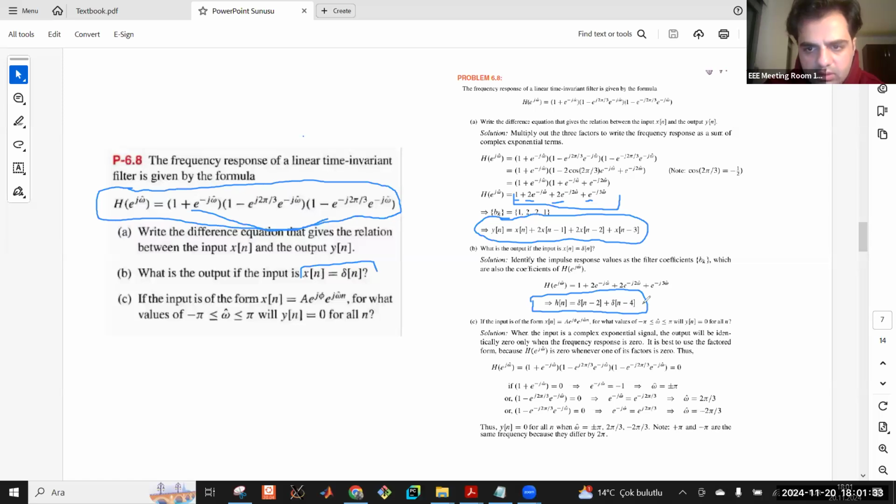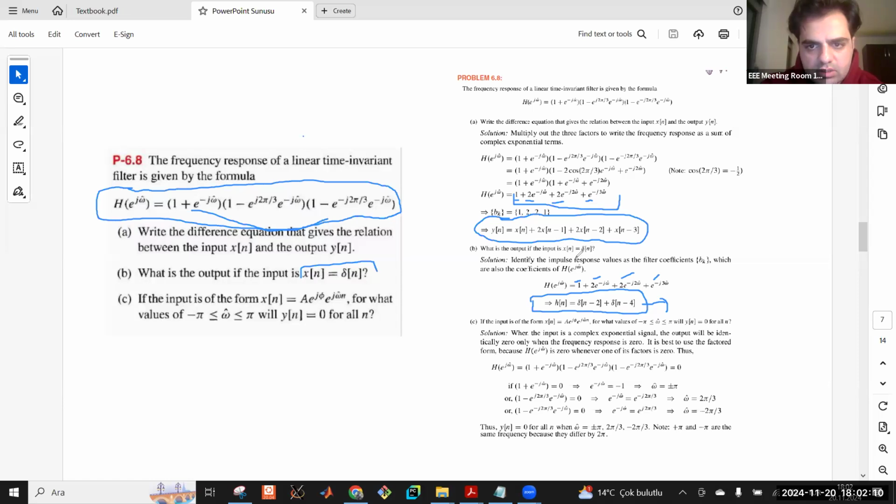Actually, I don't think that the result should be this value. So these are our filter coefficients, and we will multiply them by delta n minus 1, delta n minus 2, and delta n minus 3. Therefore, the result should be delta n plus 2 delta n minus 1 plus 2 delta n minus 2 plus delta n minus 3.